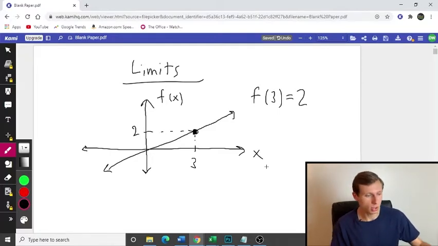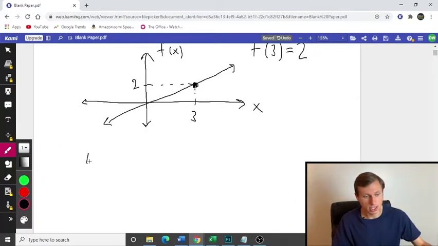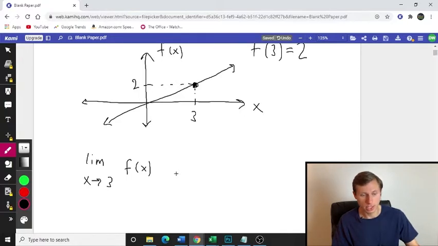Now, here's where limits get interesting. The notation of limits is we're going to say lim as x, or some variable, approaches some number, in this case 3, of f of x. And this is a lot of fancy stuff going on, but it says the limit as x approaches 3 of f of x. And it's kind of hard to explain what it means, so I'm just going to tell you what it is. It's 2.